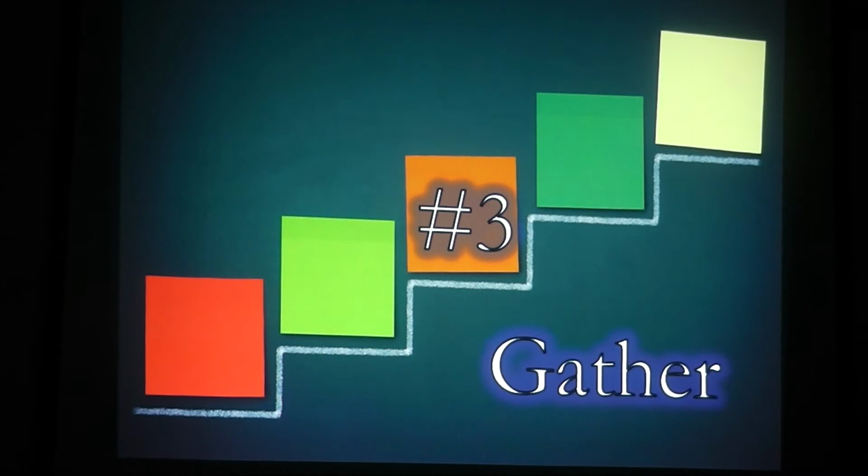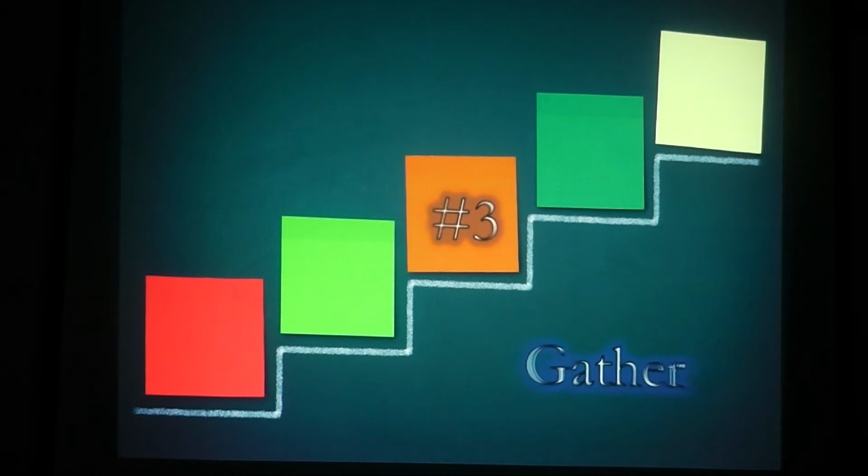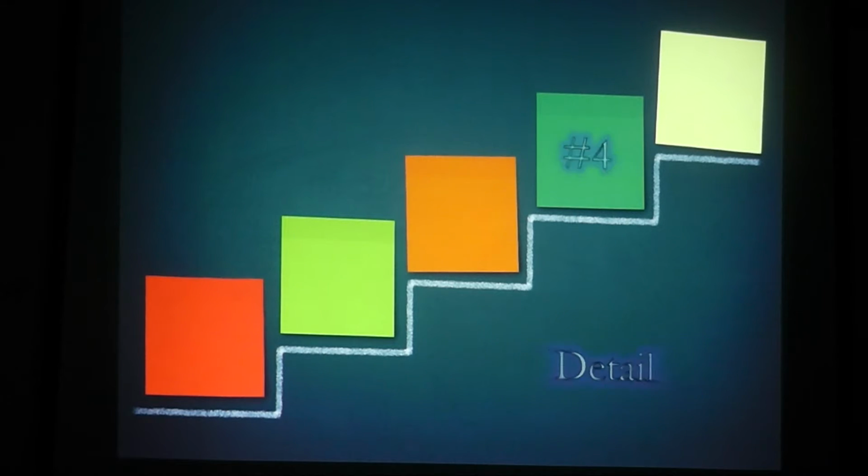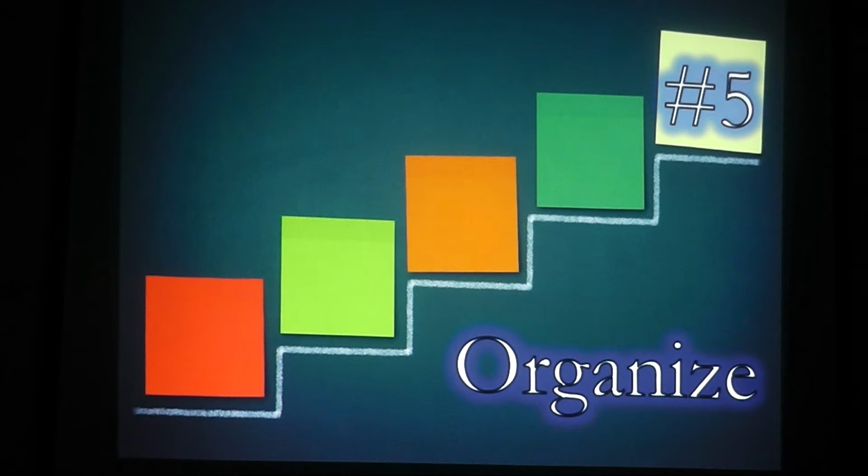Next thing you're going to do, you're going to gather all the material. You're going to do the actual research. Okay. Number 4, you're going to get supporting information. Choose what supporting details are going to help your main points the best. And then you're actually going to organize it.